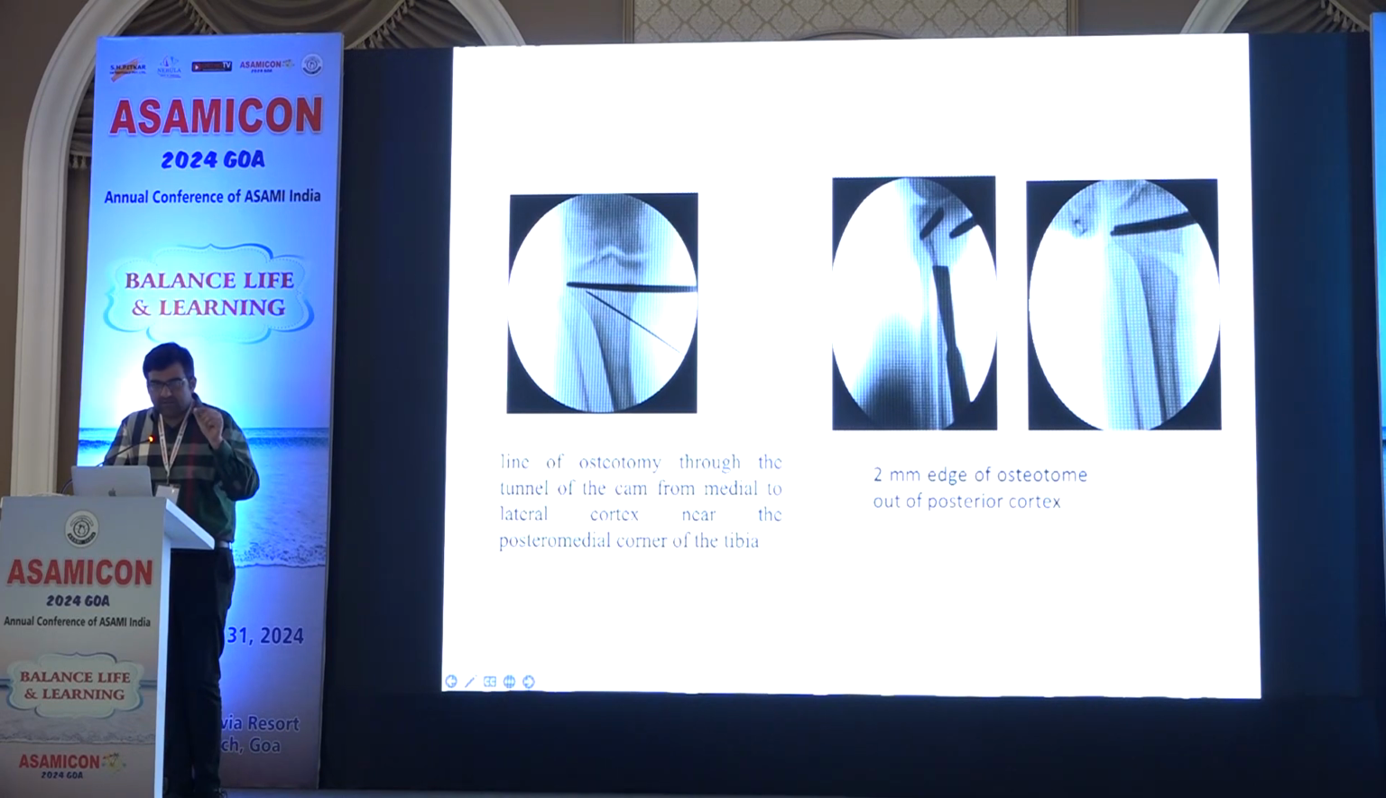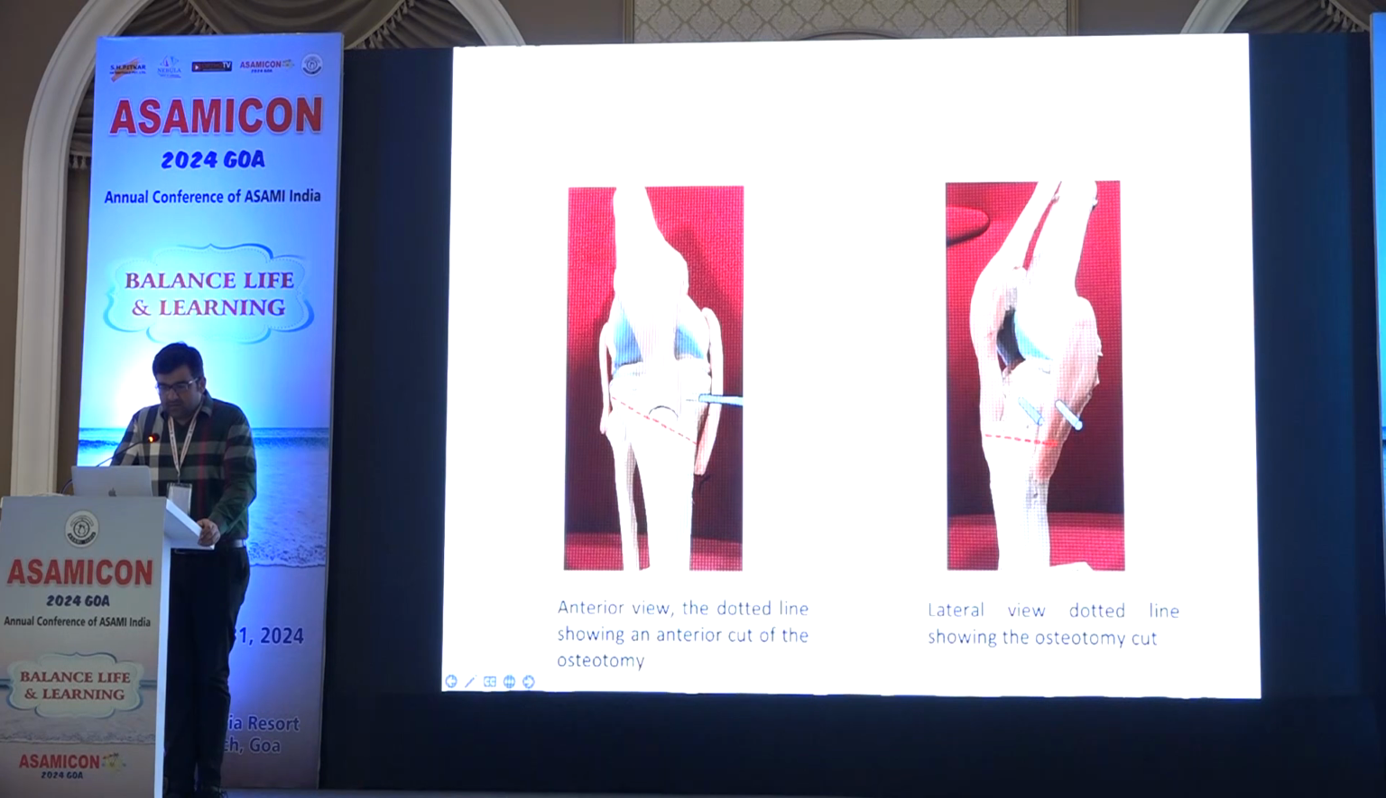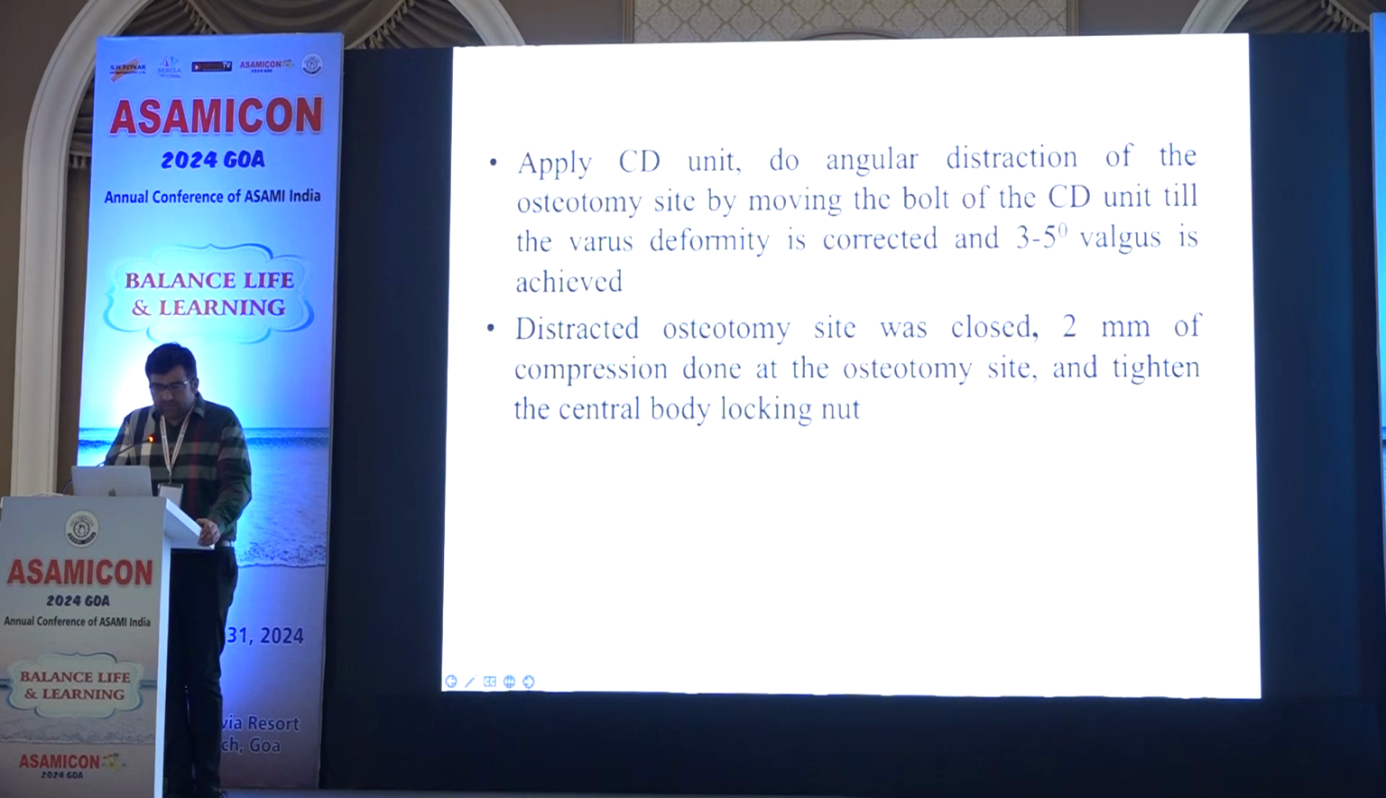There is a cam in the dynamic fixator. Through that only we passed a wire, and along that the osteotomy was done. This is the 3D saw bone model showing where the osteotomy was done on the AP as well as lateral view. So applying the CD unit, angular distraction of the osteotomy site was done with the help of moving the bolt of the CD unit till the desired correction.